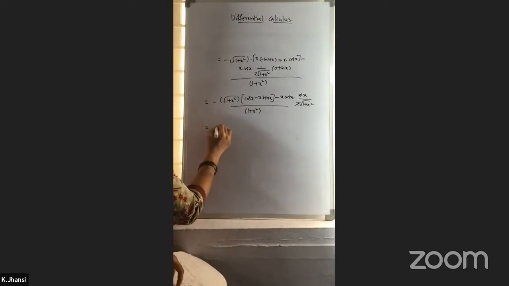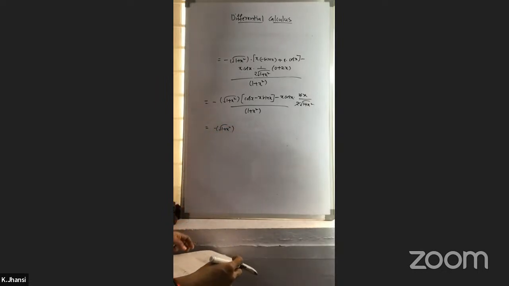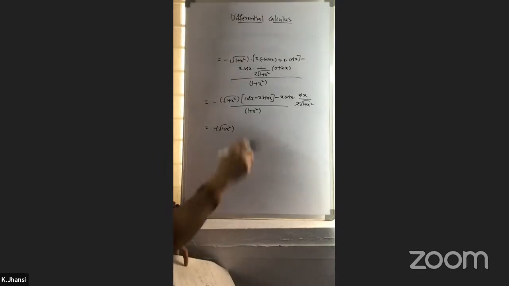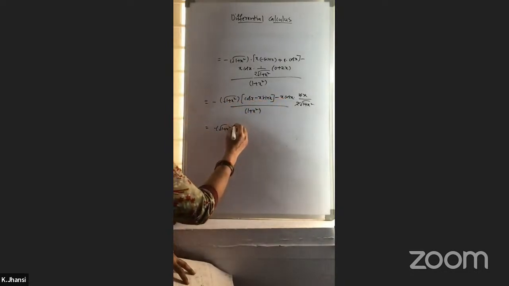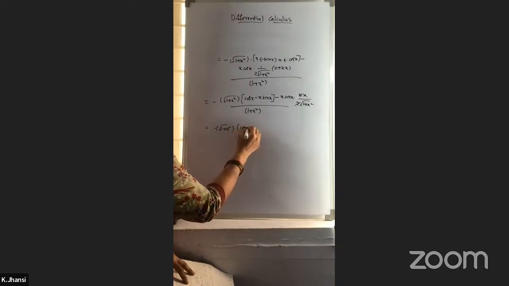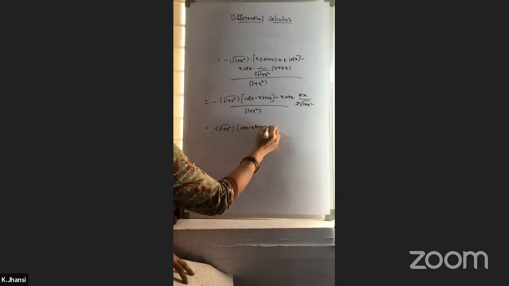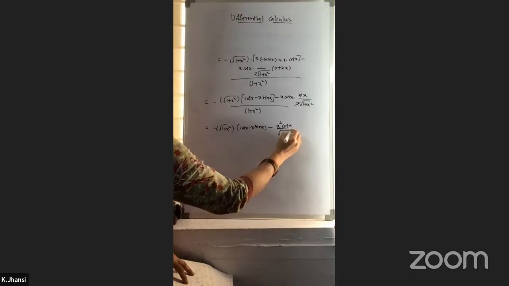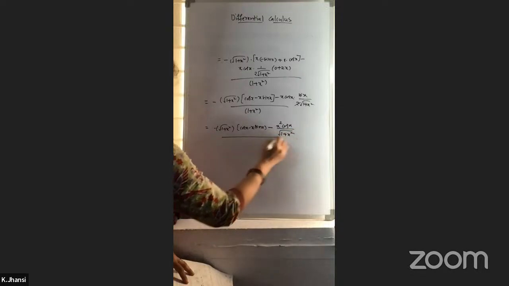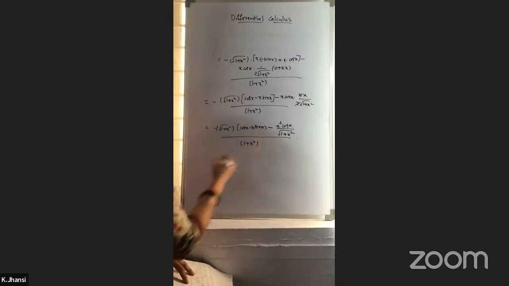Okay, now minus root of 1 plus x square, cos x is there. Here if we take the LCM of the numerator, okay, here root 1 plus x square cos x minus x sin x minus, you write this step, okay, cos x minus x sin x minus x into x is x square cos x by root of 1 plus x square by whole 1 plus x square, okay.